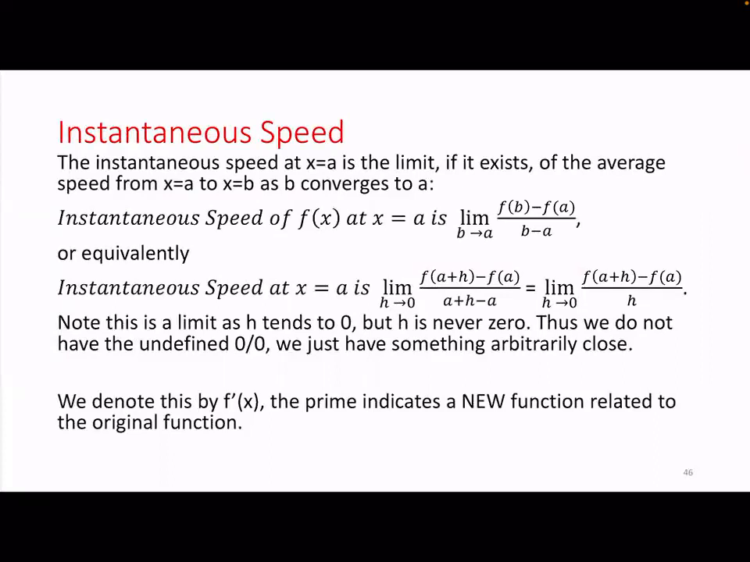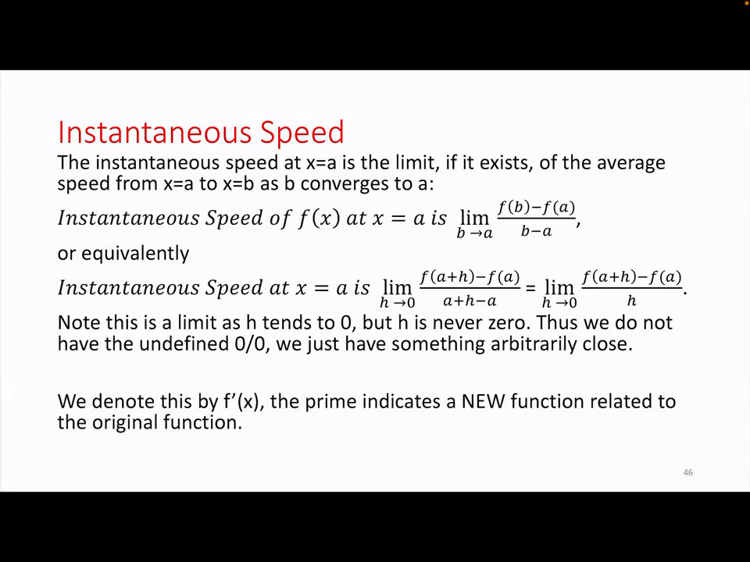So now we introduce the definition of the derivative. The instantaneous speed of f of x at x equals a is the limit as b goes to a of f of b minus f of a over b minus a. Or if we want to use the h notation, it's the limit as h goes to 0 of f of a plus h minus f of a over h. Sometimes rather than talking about the derivative at a, we just talk about the derivative at a general point x. We denote this by f prime of x. And again, this is really good notation because the prime reminds us that this is coming from the function f that we started with.